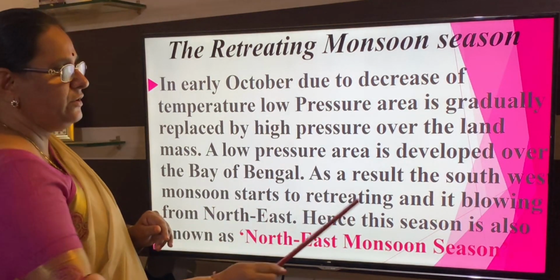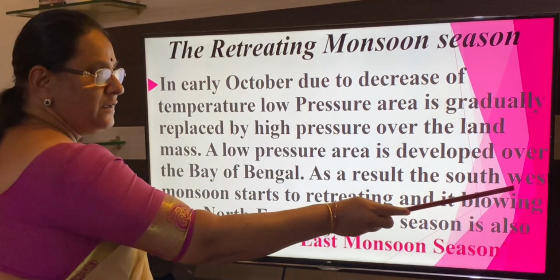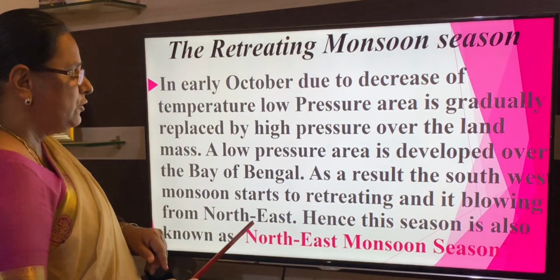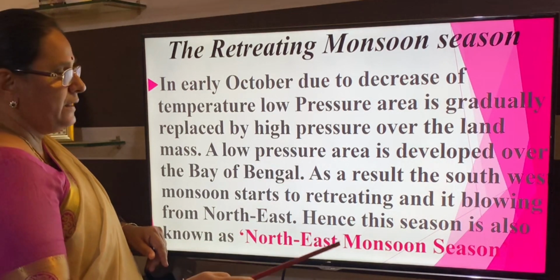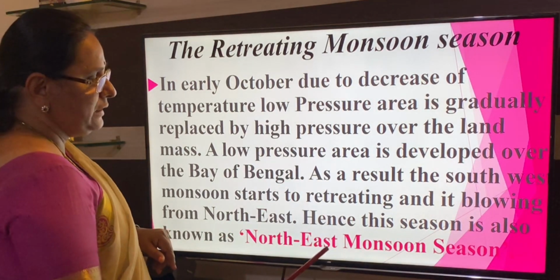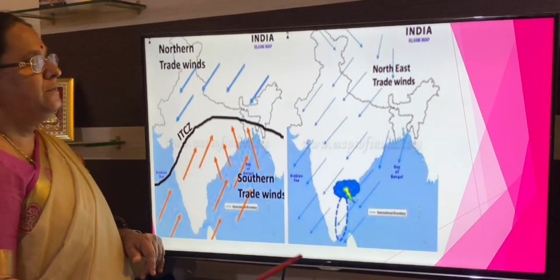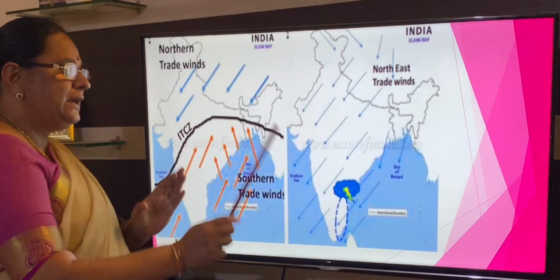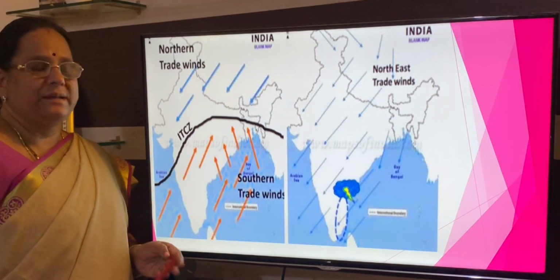After that you will mention the wind changing its direction. First it is blowing towards southwest. Later it starts blowing towards the northeast. You have to give the reason for it. And then it is called as northeast monsoon season. And this picture, you don't have to draw this picture. With the help of this picture, you will be able to explain that answer better.